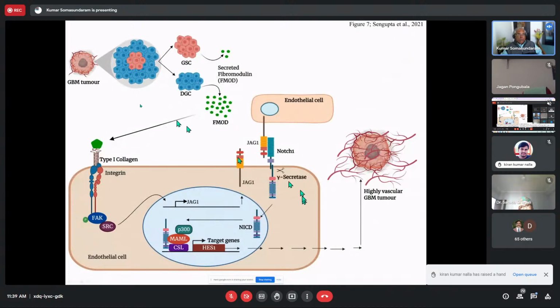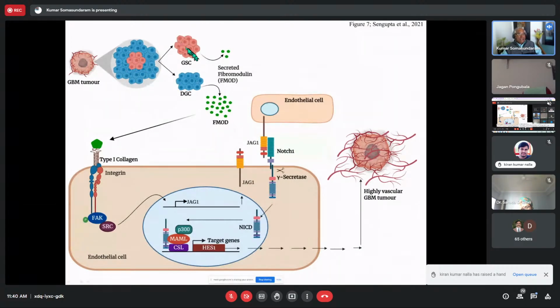So this is a model I want to end. Only 2 slides I have. Basically, in the tumor, you have a small proportion of GSEs, large proportion of DGCs. The FMOD is secreted only by DGCs, and we want to show that DGC secreted proteins like FMOD also play an important role in the growth of the tumor.